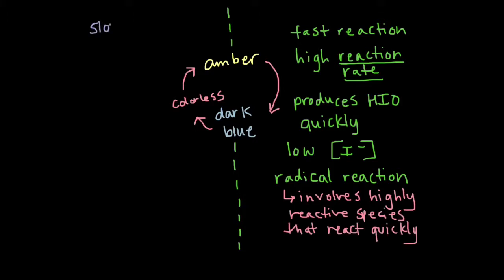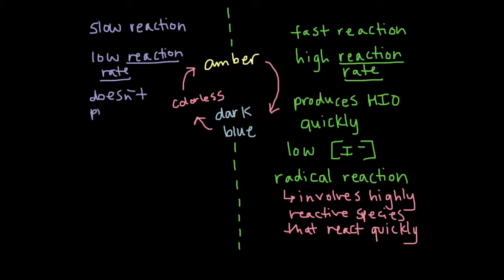So on the other side of this reaction, we see that it in some way has to be changing the solution from dark blue to colorless to amber. And to do this, it is somewhat of an opposing reaction to the reaction I've just explained on the right. On the left, we have a slow reaction with a low reaction rate. So that means that the reaction doesn't produce HIO quickly or in high amounts.